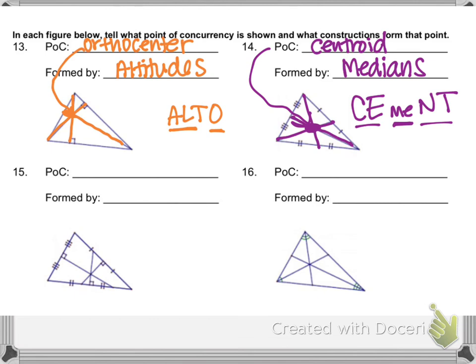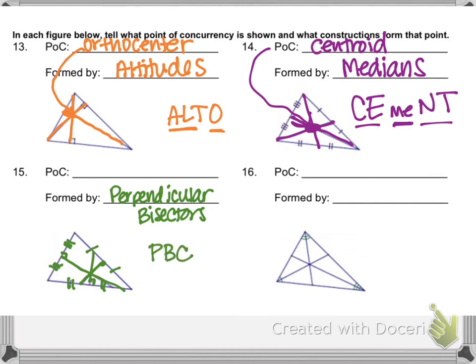Okay, number 5, these lines are perpendicular and they're cutting sides in half. And so what we call these are perpendicular bisectors. And the word we gave y'all here, it's not really a word, it's more like a phrase: PBC, so whether that's peanut butter cookies, peanut butter crackers, whatever helps you there. But perpendicular bisectors have a circumcenter. So that's the name of that point where those 3 lines intersect.